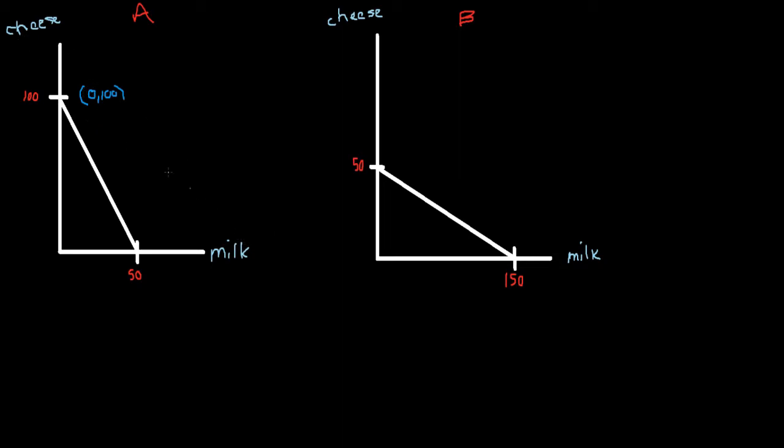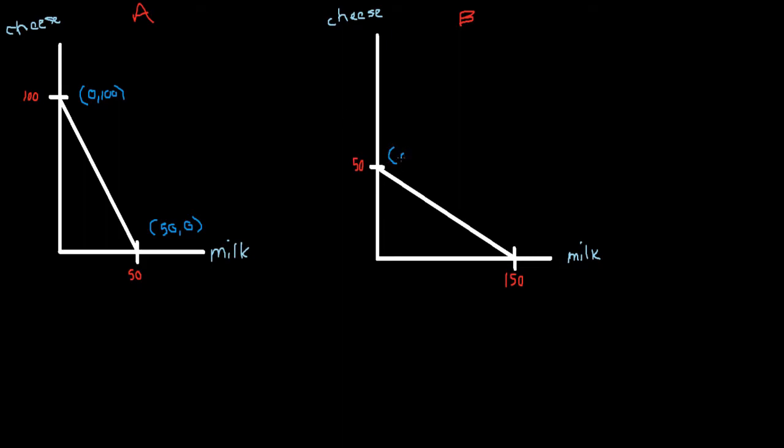So you can make 0 units of milk and 100 cheese, or they can make 50 units of milk and then 0 cheese. Notice how it's 50 on the x, 0 on the y, or any combination in between. Okay, and then country B can do the same thing.